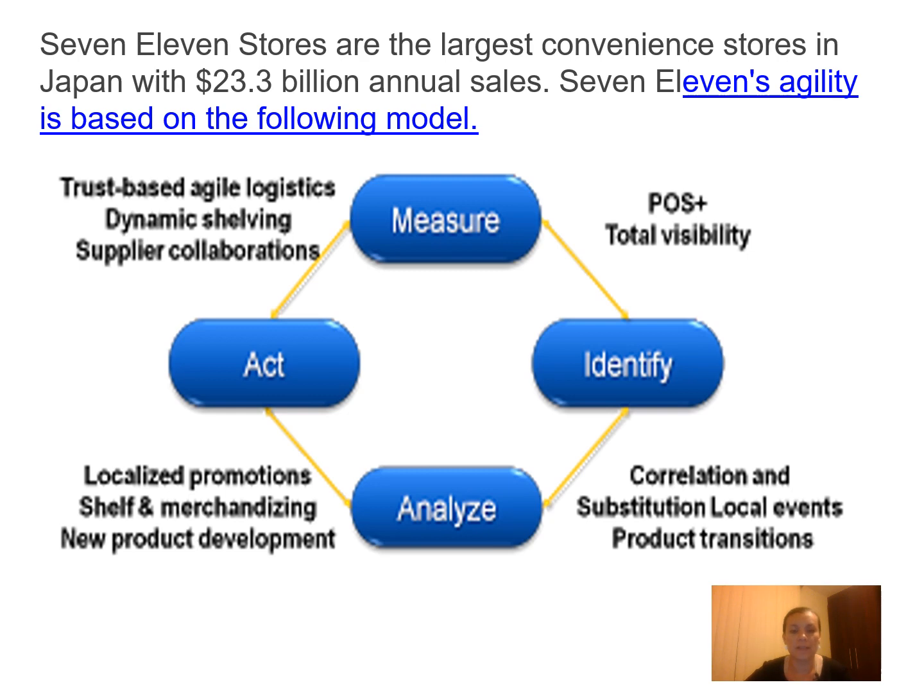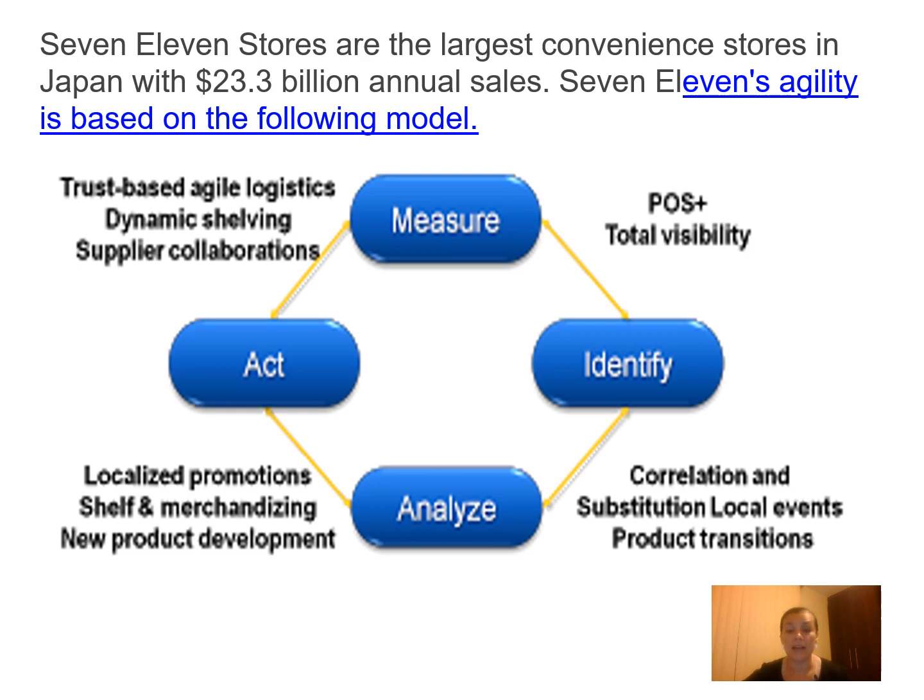Another example is the 7-Eleven stores. They are the largest convenience stores in Japan with 23.3 billion in annual sales. They have an agility approach that is based on the following model: measure, identify, analyze, and act, as we saw in the agility model. They have point of sale total visibility that helps them measure everything, and then they can identify the correlation and substitution of local events and production transitions, and then they can localize promotion, shelf and merchandising, and new product development based on that information that they get from their point of sales.